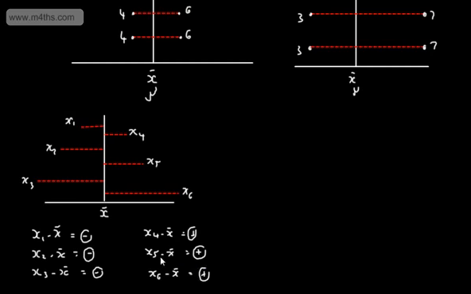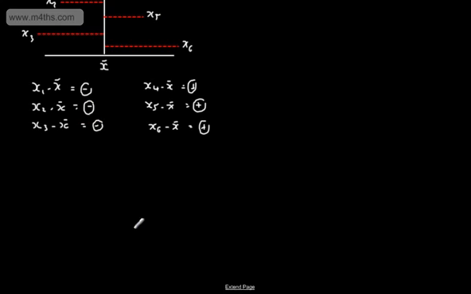Now, if I sum all of these up, and let's say now that this is the sum, let's write this here, the sum now of xn minus x bar, this is going to be 0.